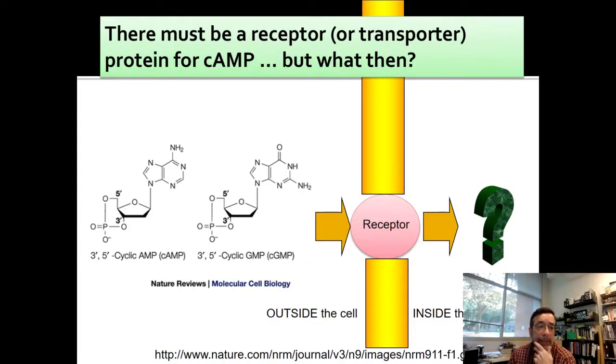So in the case of cAMP, you remember that we talked about what the structure is. Just to remind you, it's fair game to ask you what the structure is, but here's the cAMP structure. And there could be other receptors for cGMP.